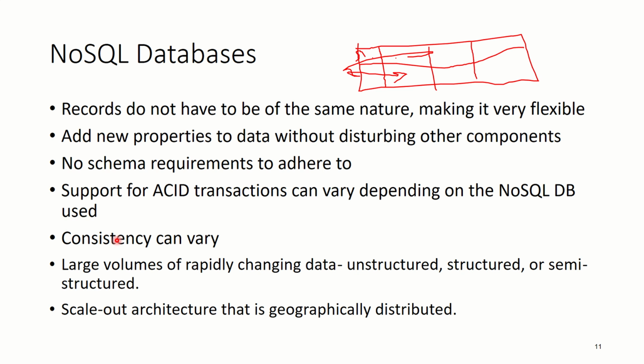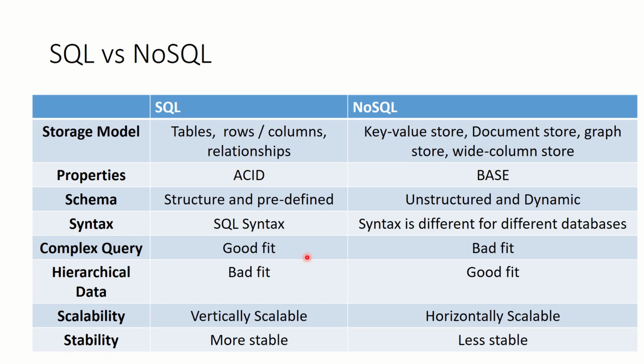A large volume of rapidly changing data, unstructured, structured, semi-structured, all these different kinds of data could be stored in a non-relational database. You can have images, text, videos, audio. All these different types of data could be stored in one database itself. And it is a scale-out architecture. So if you require more distributed computing or a distributed architecture, then you can go for NoSQL databases. So these are the major differences between SQL databases and NoSQL databases.